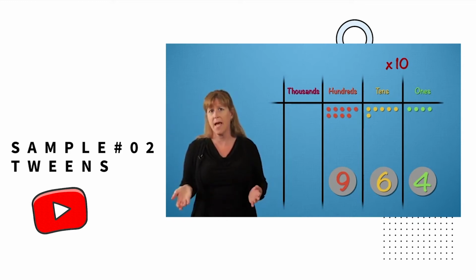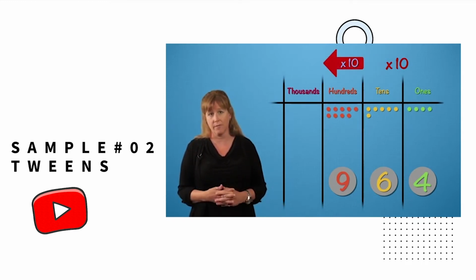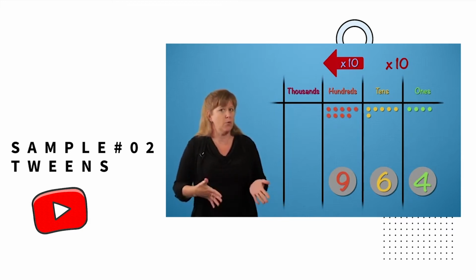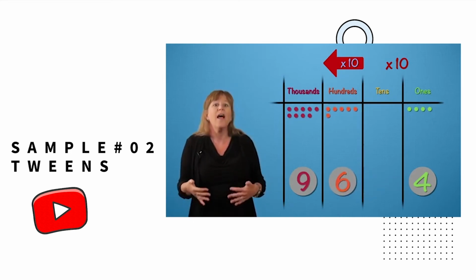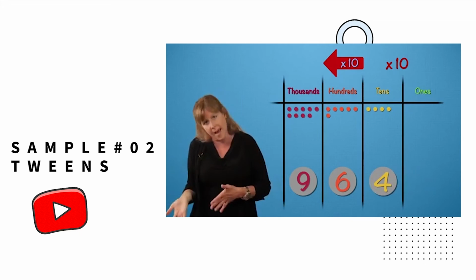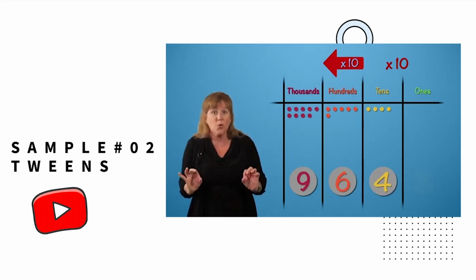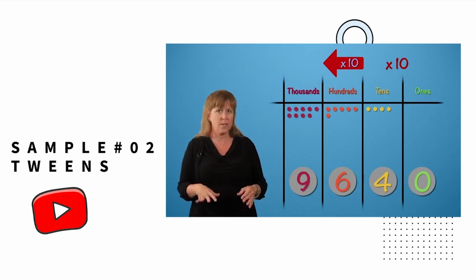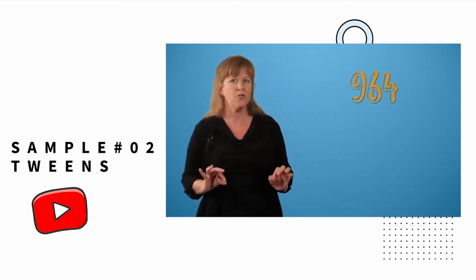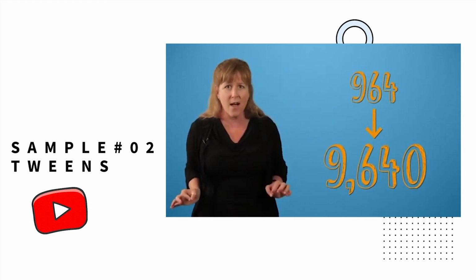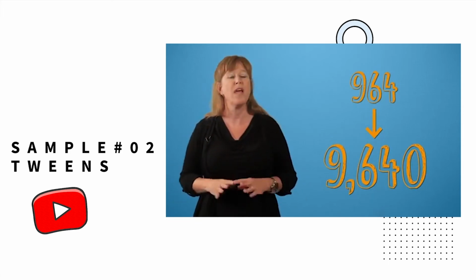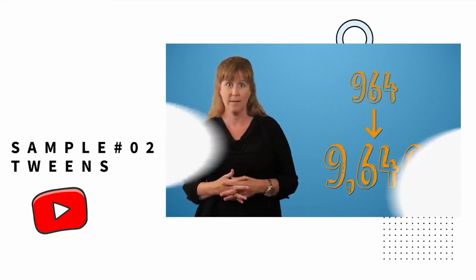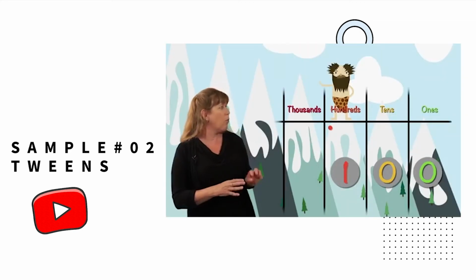When we multiply by 10, everything moves 1 column to the left. So these 900s move to 9,000s. The 6 tens move to 600s. And the 4 ones move to 4 tens. Then the 0 squeezes in at the end. 9,640. Awesome. We went from 964 to 9,640 in 1 step. We have got to show this to Kevin. 98, 99, 100.